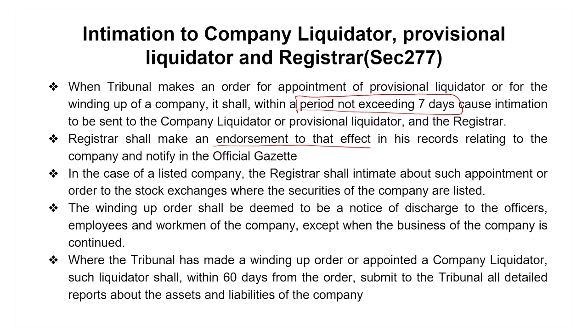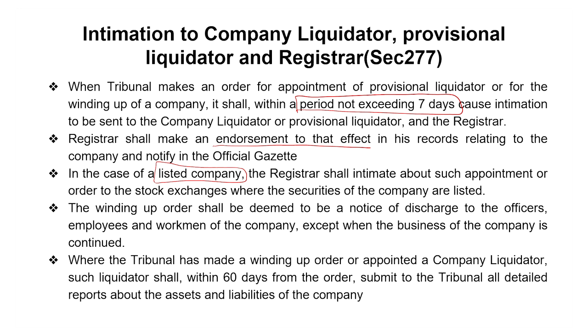In the case of a listed company, listed companies are such companies which are listed on the stock exchange, the registrar shall intimate about such appointment or order to the stock exchange where the securities of the company are listed. So, if companies are not listed on any stock exchange, then there is no need to inform the stock exchange. This obligation only starts when the company is a listed company.